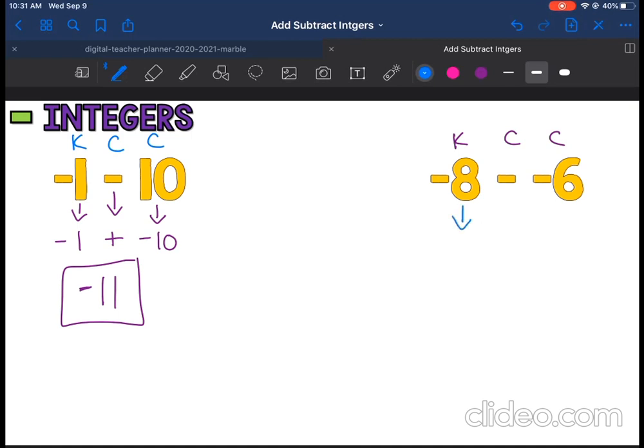So the first thing I'm going to do is my K means what again? Keep. So I'm going to keep my -8 the same. Next, I'm going to change my subtraction to what? Addition. Now, I'm going to change my -6 to +6. You also want to know a little secret here? Do you see how I have a subtraction sign right next to a negative sign? What does it look like if I add?